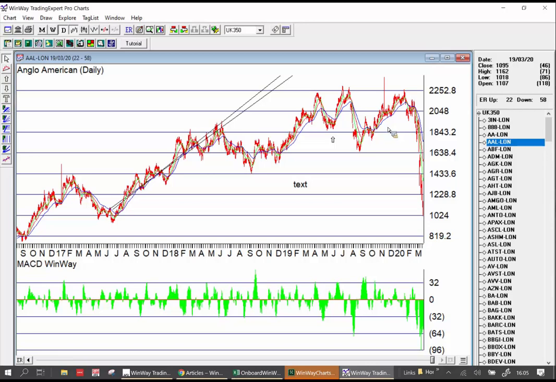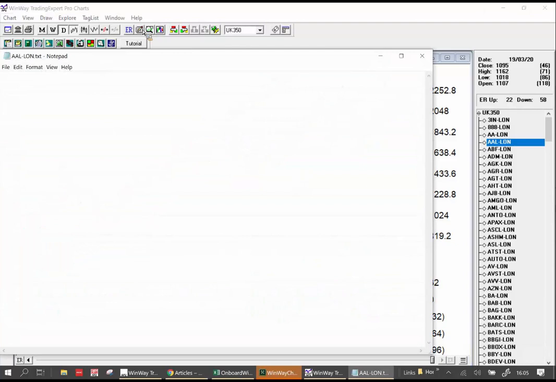Because up top here, there's a little, if I can get the icon to move on it, let me show it, but it is a notepad. Now in that notepad, every single stock has got its own notepad. So you can put useful information on it.